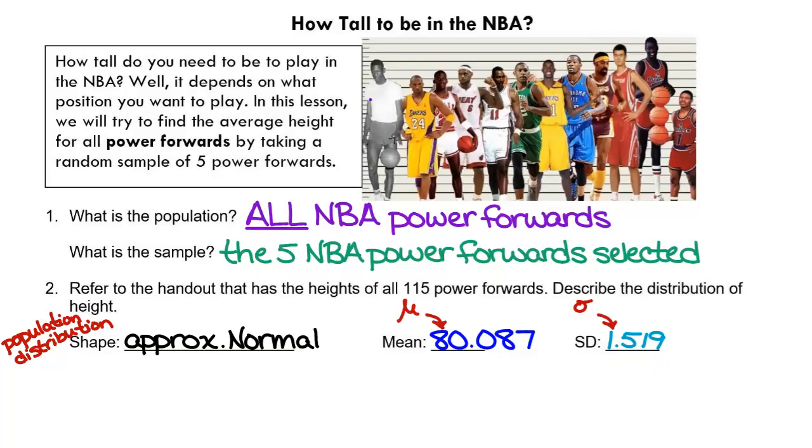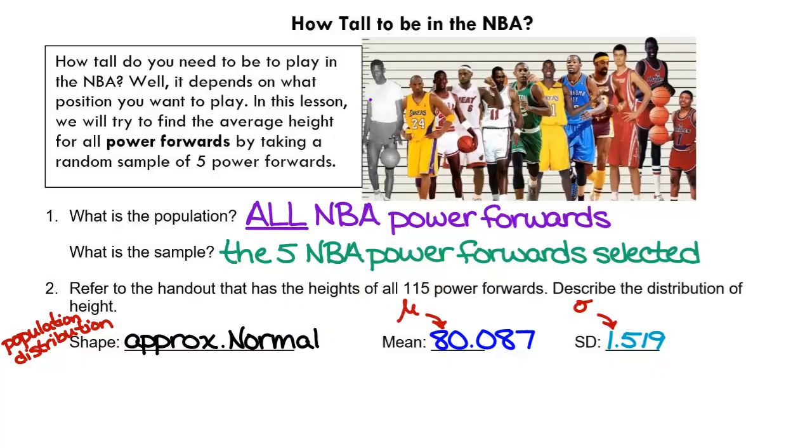You guys are going to take a random sample of 5 power forwards. You're going to record their heights and find the mean of the sample. You're going to do this 3 times over. How will you be picking your sample of 5? Random number generator. What buttons do we push? Math. What's my calculator? Over to probability.